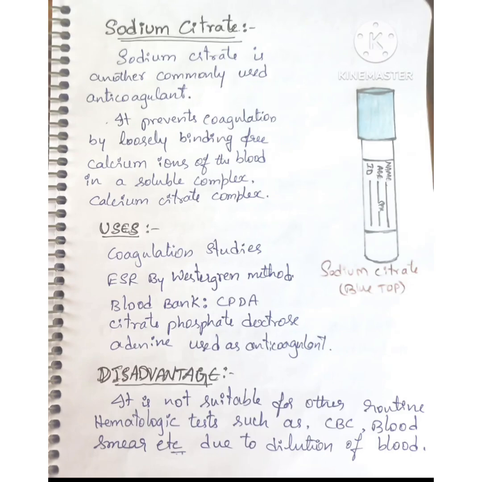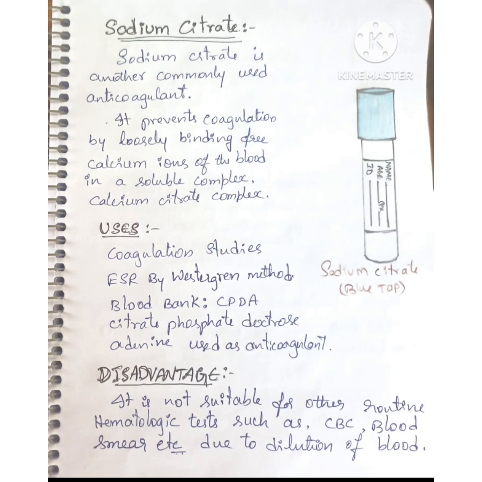Sodium citrate is another commonly used anticoagulant. It prevents coagulation by loosely binding free calcium ions of the blood in a soluble complex, calcium citrate complex. Uses of this sodium citrate are for coagulation studies, ESR by Westergren method, blood bank CPDA, citrate, phosphate, dextrose, adenine used as anticoagulant for donor's blood.